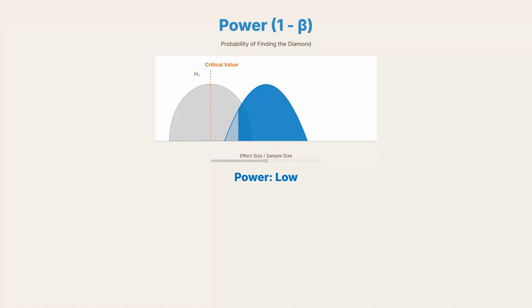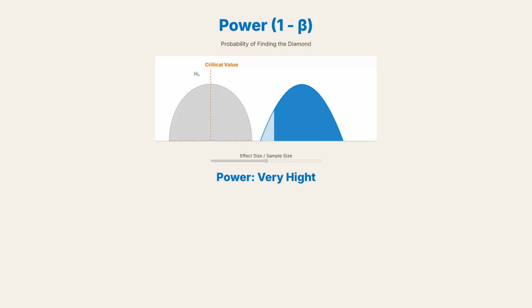The inverse of type 2 error is called power, 1 minus beta. Power is arguably the most important metric for planning an experiment. It answers: if my model acts positively, what is the probability I will actually notice it? Visually, power is the blue shaded region.